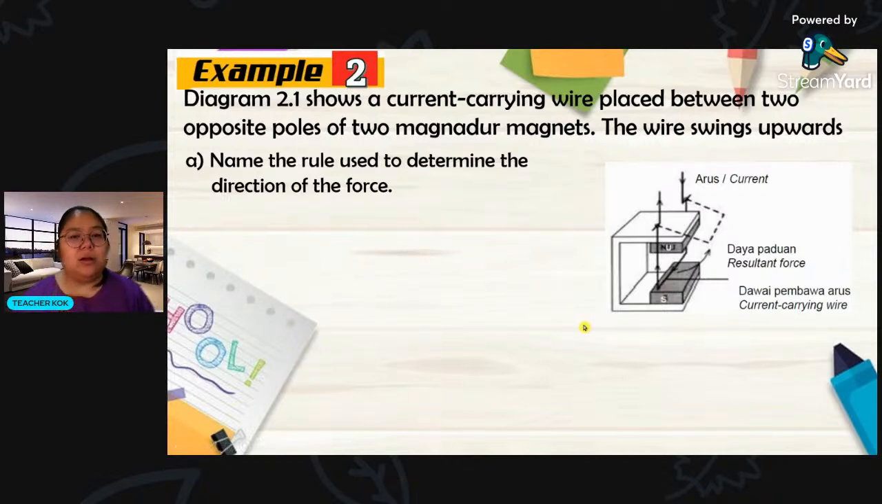What rule are we using? Okay, again, you tell me the rule. What's the rule?